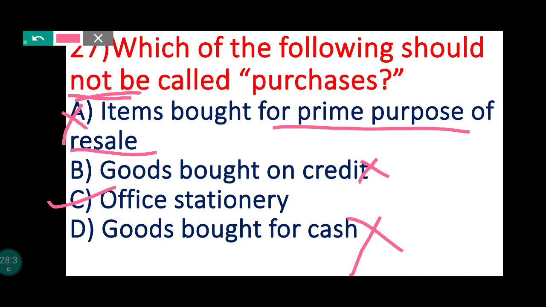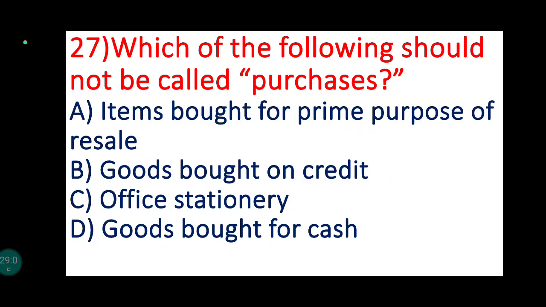See, purchases include both cash purchase as well as credit purchase, but they do not include purchase of stationery or any asset that is a non-current asset. So, which of the following should not be called purchases? Purchase of office stationery should not be called as purchases.